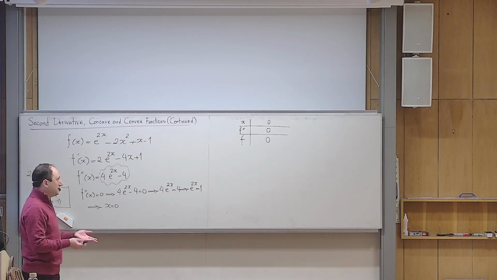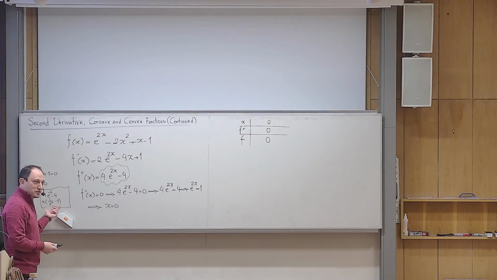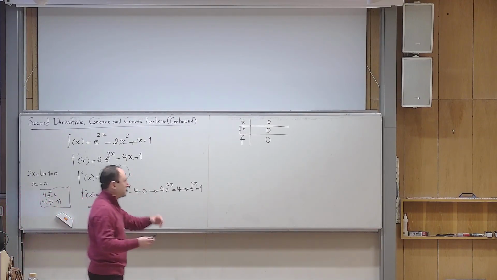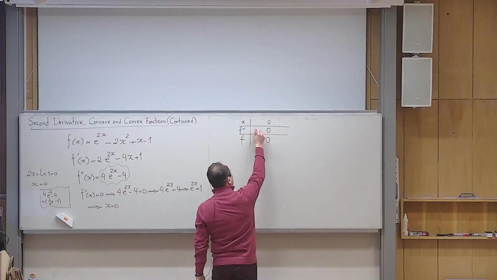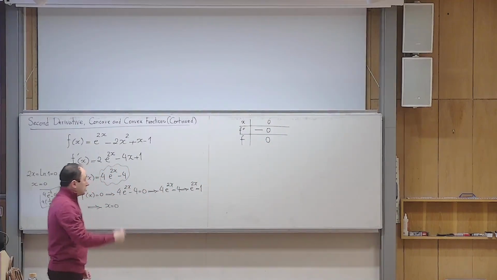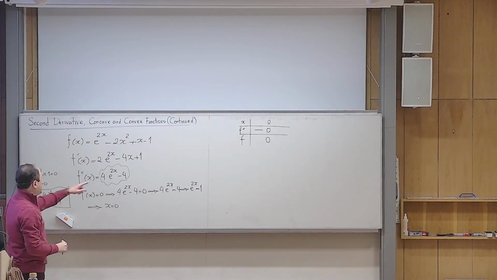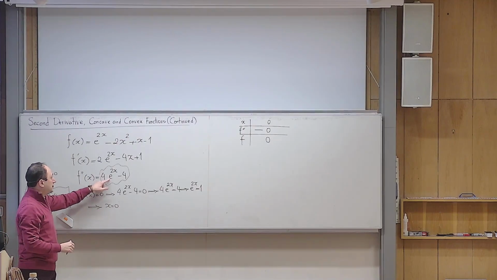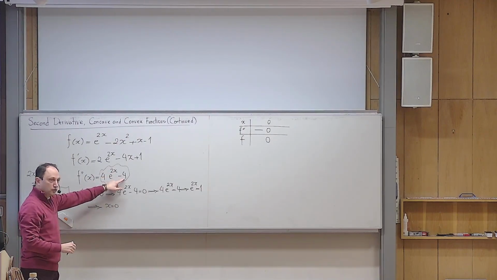I don't really care about how you convince yourself correctly. If you just write the correct sign, that's it. So this becomes negative. And if I choose a random number after 0, say 1 again, and I put 1 in that function, it becomes 4e squared minus 4. Definitely it is positive, yes?